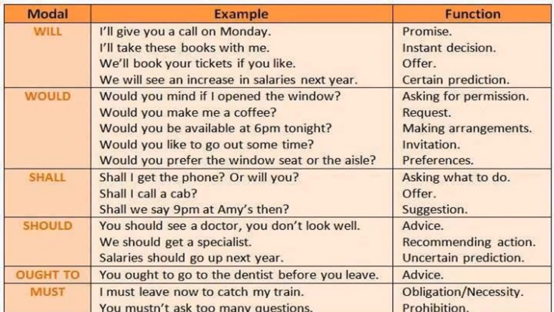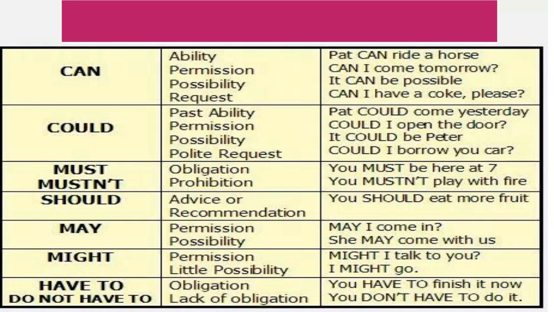So these are some examples of modal auxiliaries and their functions are also described. Then here are some more modal auxiliaries with examples and functions. Can. First of all, can is given. Can is used for expressing ability, permission, possibility, and request. For ability, the example is Pat can ride a horse, meaning he is able to ride a horse. Then for permission, can I come tomorrow? Then for possibility, it can be possible. Then for request, can I have a Coke please? So these are the uses of can.